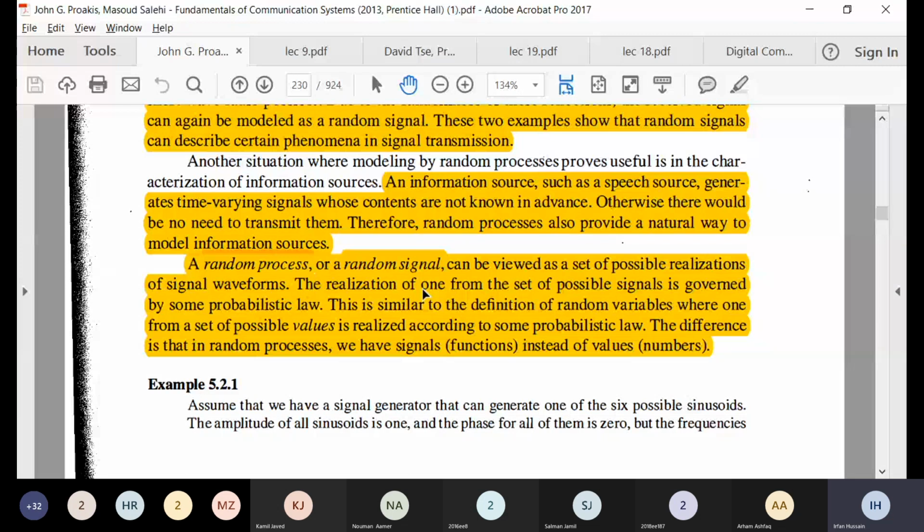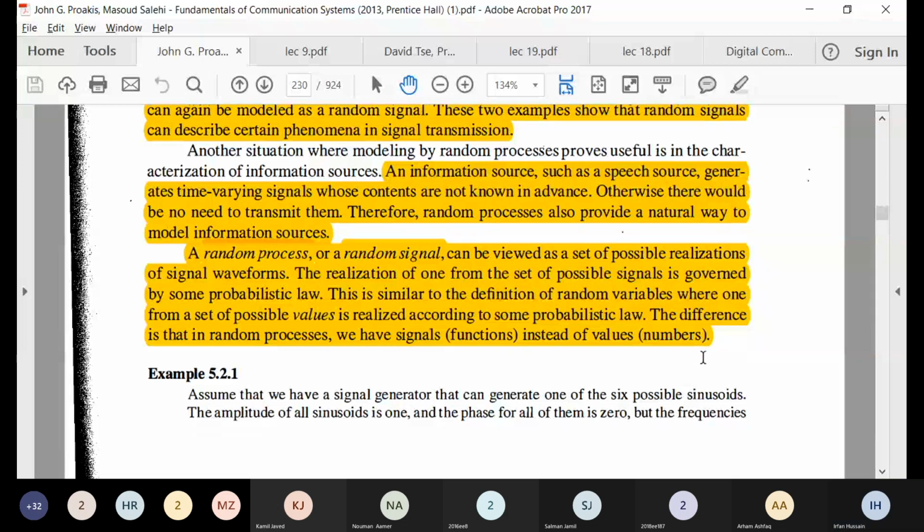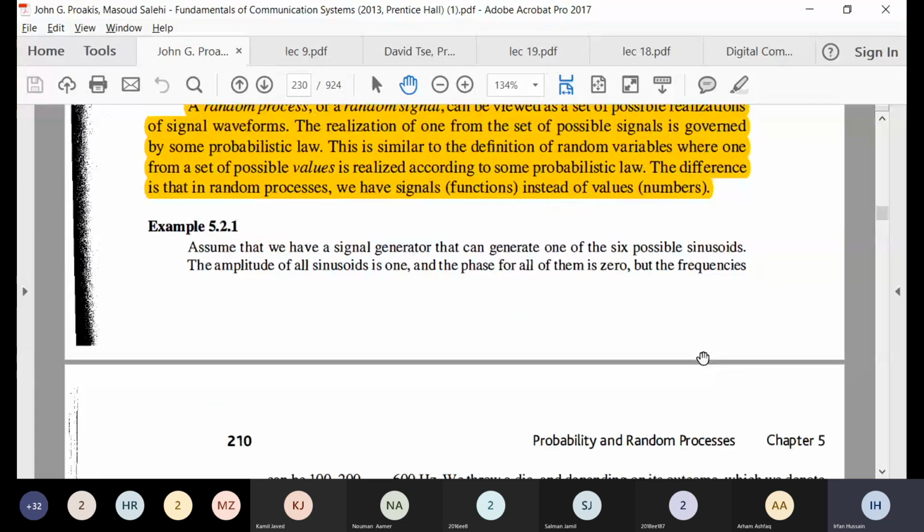There it was a random variable, which was a single value. A signal is something which is varying with time. So you are getting a time domain signal for one sample output of a random experiment. Okay? So in a random process, we have signals, functions of time, instead of random numbers or random values. This is the only difference. So let us say I have a signal generator.